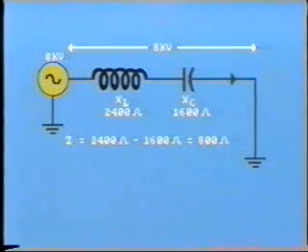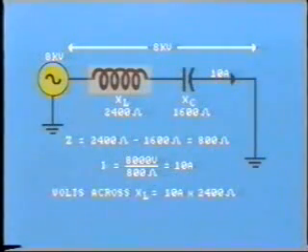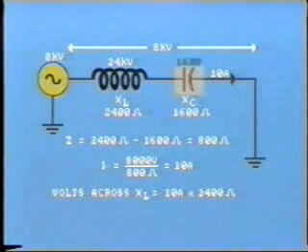Therefore, the total impedance of the circuit is 2400 minus 1600 equals 800 ohms. Remember that capacitance and inductance have opposing effects. So the value of current through the circuit is equal to 8,000 volts divided by 800 ohms equals 10 amps. But what is the voltage drop across the inductance only? Well, here we have 10 amps times 2,400 ohms equals 24,000 volts. Similarly, we have minus 16,000 volts across the capacitance.